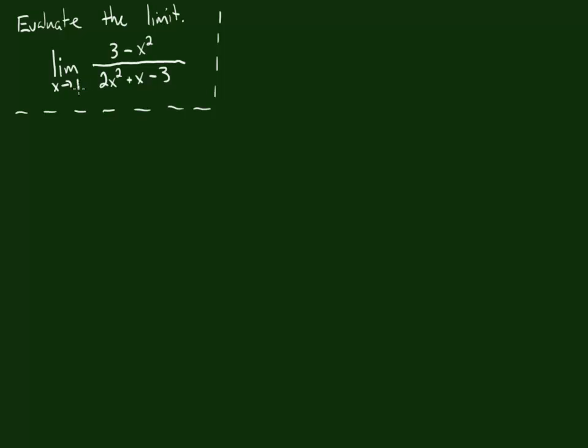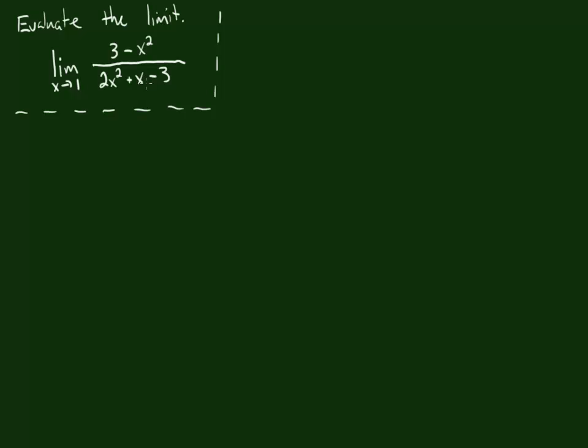So we take this 1 and put it in here. In the numerator we get 3 minus 1, which is 2. In the denominator we get 2 plus 1 is 3, minus the 3 is 0. So we ended up with a non-zero number over a zero number. What this is doing is signaling a vertical asymptote.